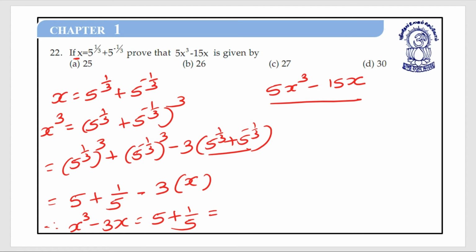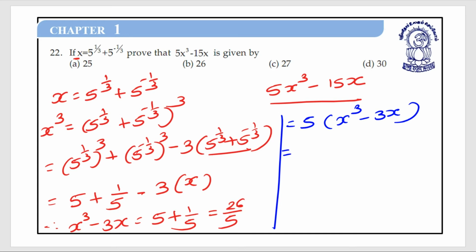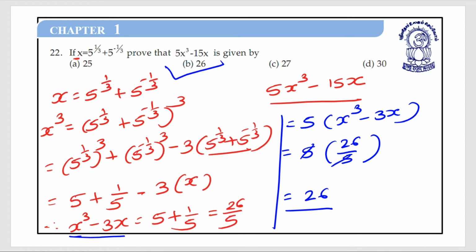Or you can write 5 fives are 25 plus 1, 26 by 5. Okay. 5 common, x cube minus 3x, because we have the same equation, x cube minus 3x, the answer is 26 by 5. So we can put into this 26 by 5, the 5s cancel, and it is equal to 26. So here option B is the right answer of question number 22.